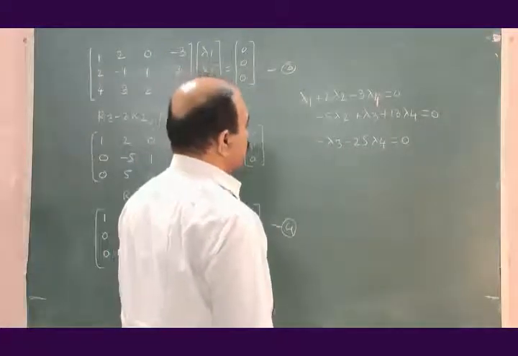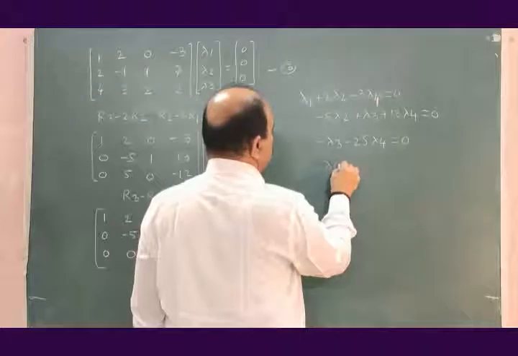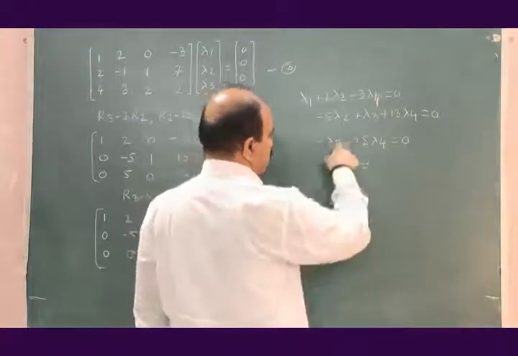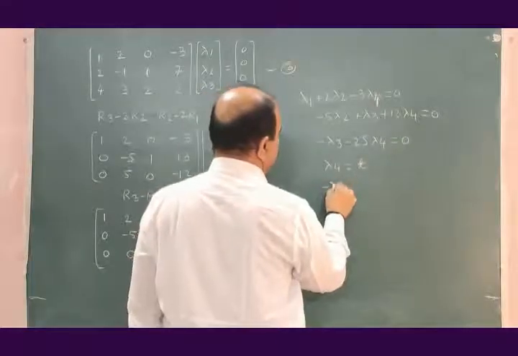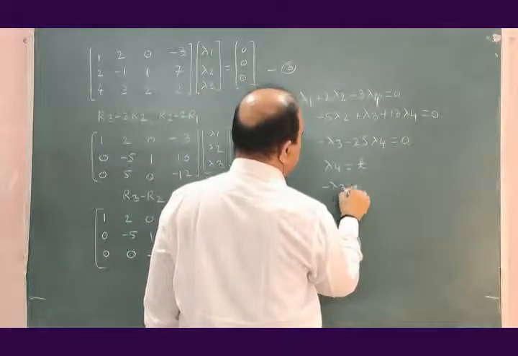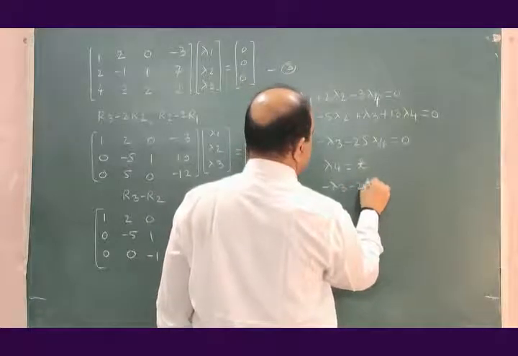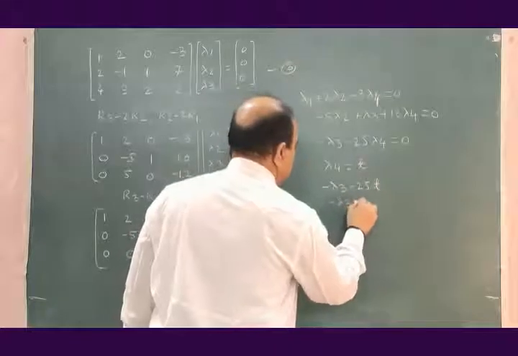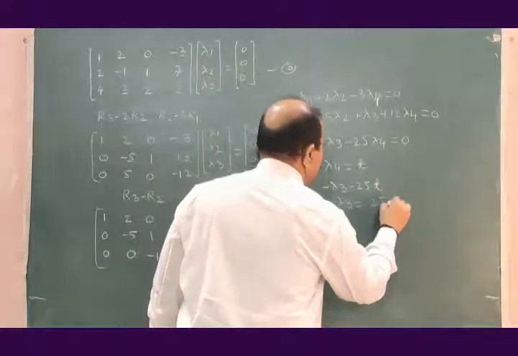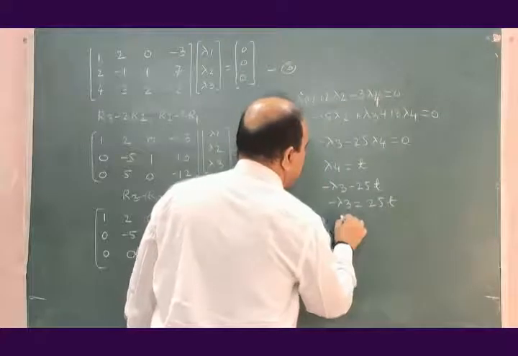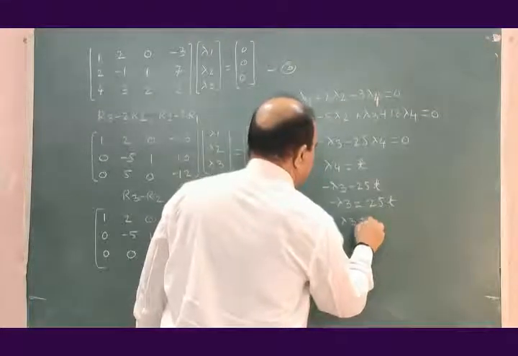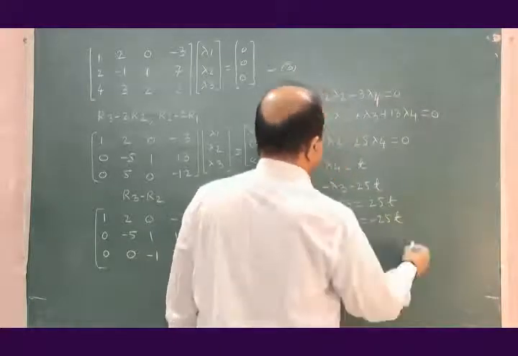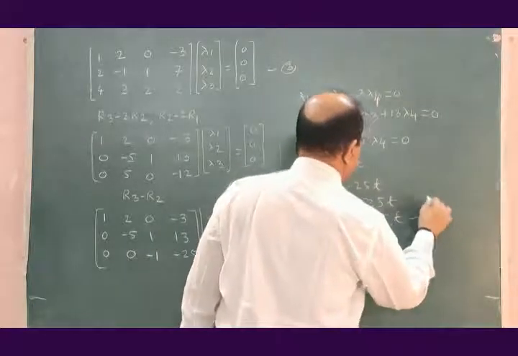Now let us consider lambda 4 is equal to t. Substitute this in this equation. So it will be minus lambda 3 minus 25t, or minus lambda 3 is equal to 25t, or lambda 3 is equal to minus 25t. Equation number 5.